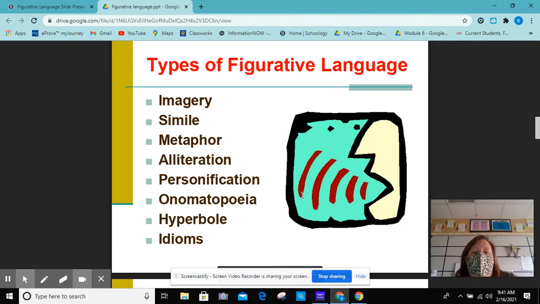All right, the next one is alliteration. It's dealing with repetition of sounds. Personification is when you give an object human qualities. Onomatopoeia. Say it with me. Onomatopoeia. All right, we're going to get more into all of these. Hyperbole. And an idiom.